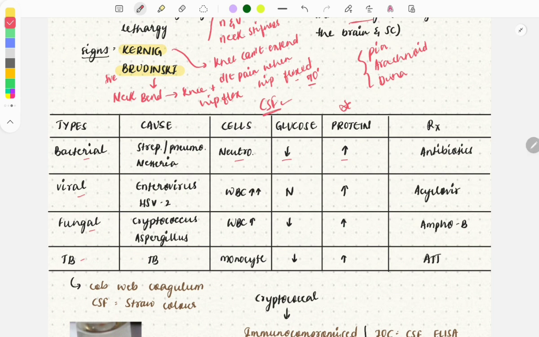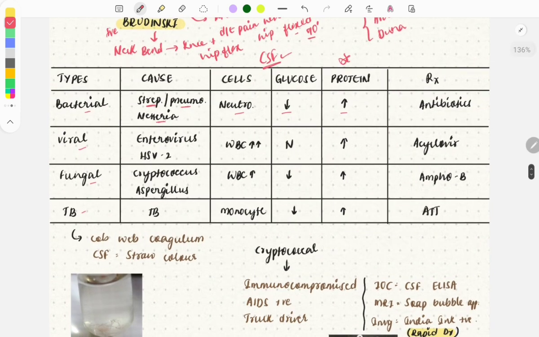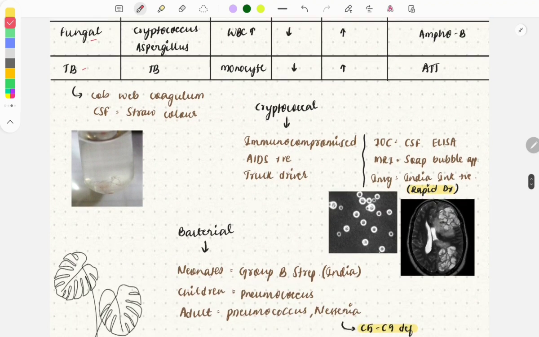Or they can give the same thing and ask the causative organism. So let's discuss the CSF findings in each type. In bacterial, the causative organisms are Streptococcus, Pneumococcus, and Neisseria. This is also different for different age groups. In neonates, the most common is group B Streptococcus in India, and in children it is Pneumococcus, whereas in adults also it is Pneumococcus, and second most common is Neisseria. So one line can be asked: most common cause of bacterial meningitis in neonates is group B Streptococcus, in children Pneumococcus.